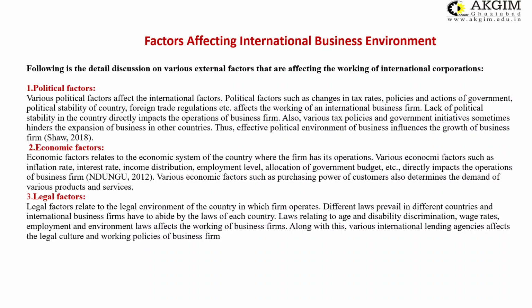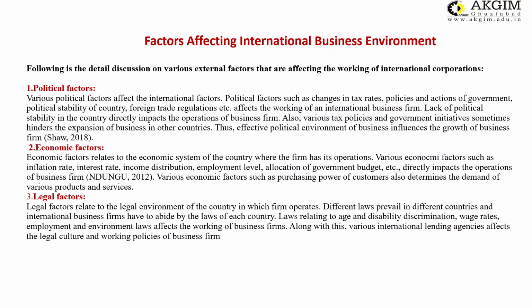Then the economic factors. If the growth rate is good in the country, then more people want to invest in that country. So the economic factors are also one of the important factors that may affect the international business environment.